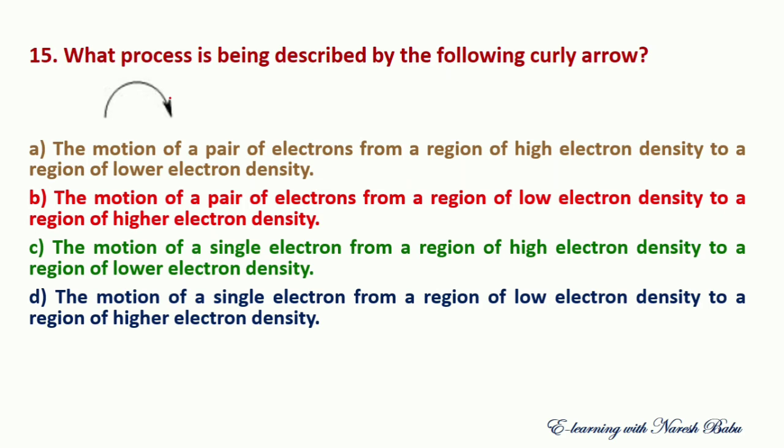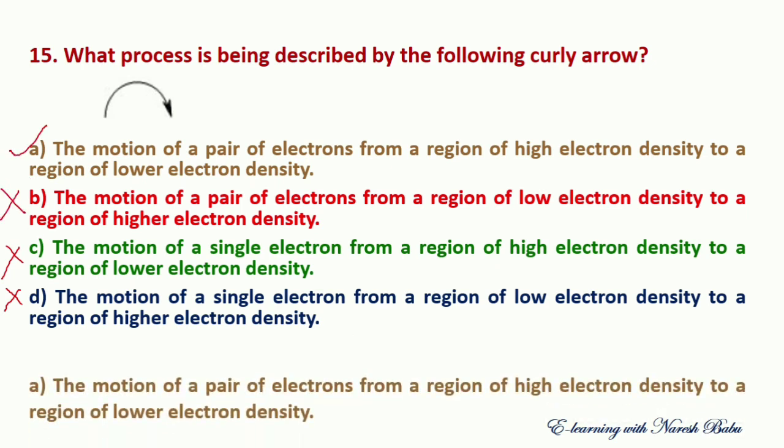So it is indicating that two electrons are transferring, a pair of electrons. So these two options are wrong. We can delete these two options, and it is indicating the movement of electrons from the high electron density to the lower electron density. So A is the correct answer, B is the wrong answer, you can see.